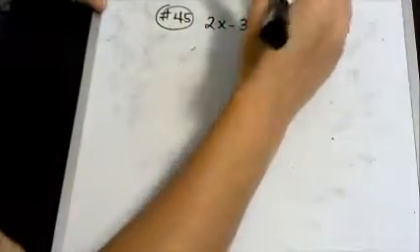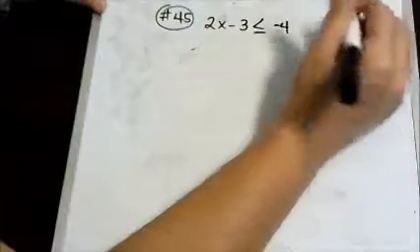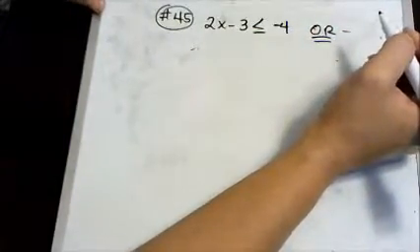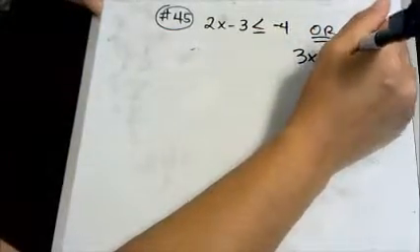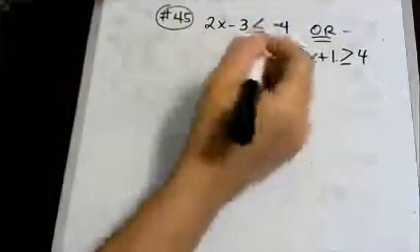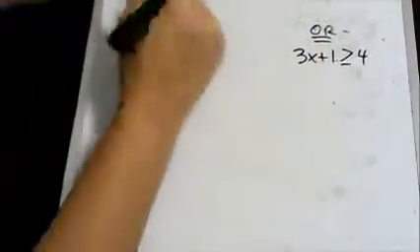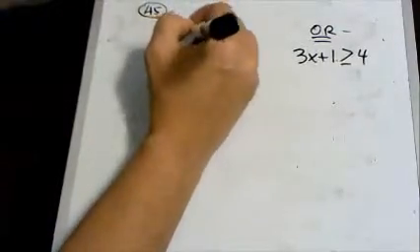2x minus 3 is less than or equal to negative 4. Oh, looky here. We have another or. Remember what the ors look like? Or 3x plus 1 is greater than or equal to 4. So let's solve these two. I'm going to scoot this one over. This one's kind of squished. 2x minus 3.